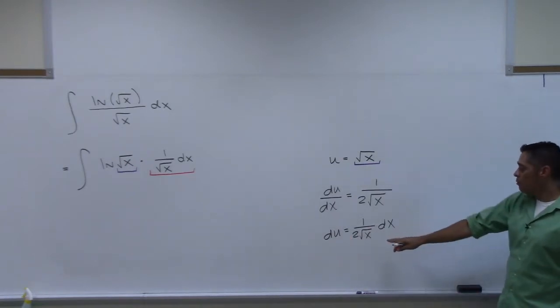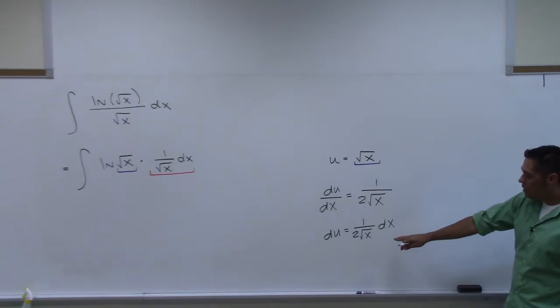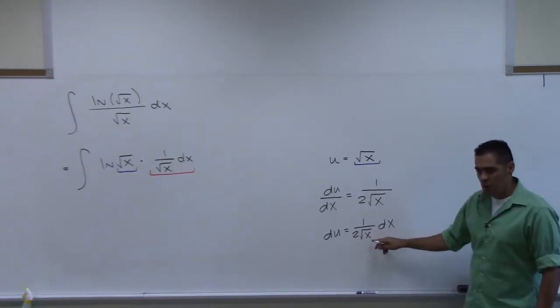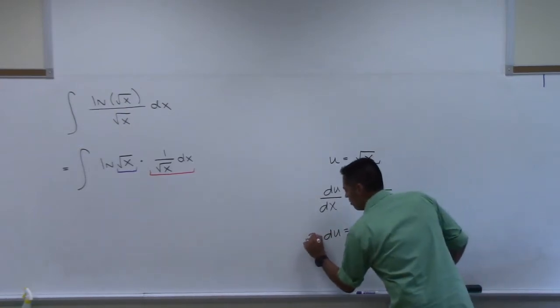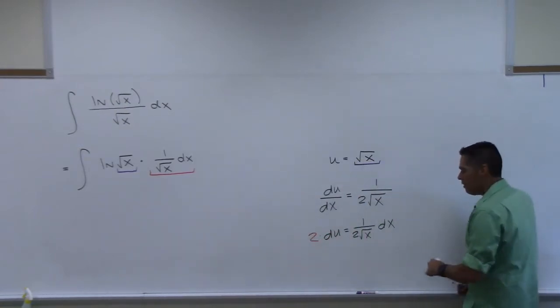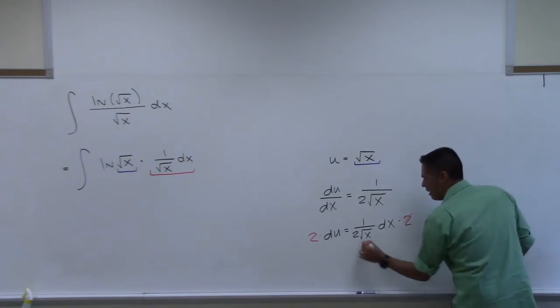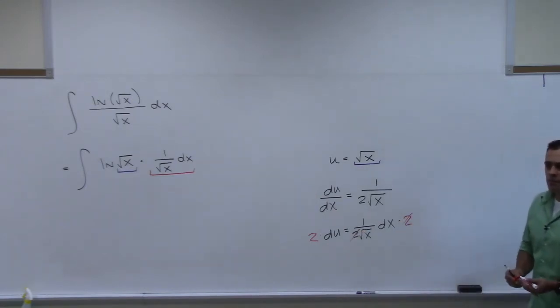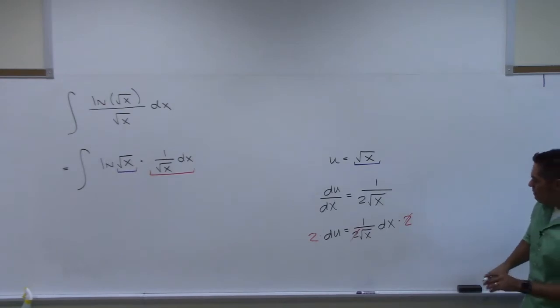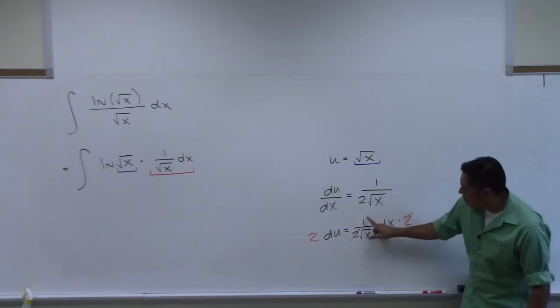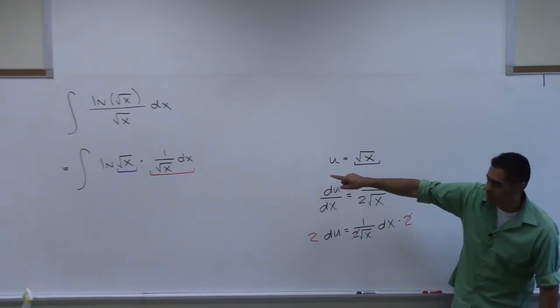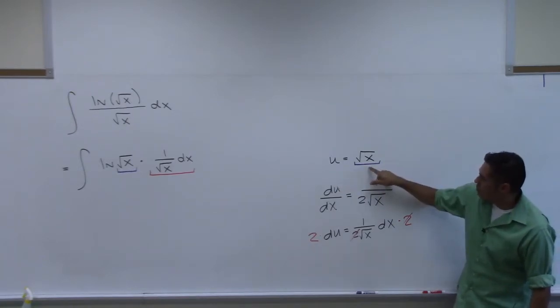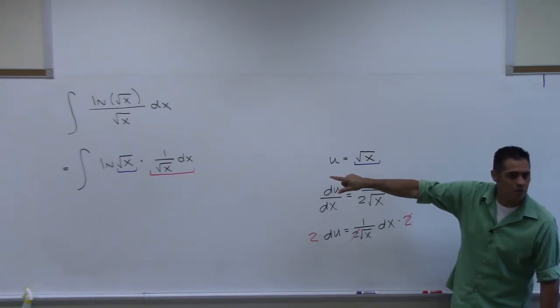What's the problem? What is throwing things off right now? The 2. How could I get rid of a 2 over here? Multiply both sides by 2. Right? So if I multiply this side by 2, I get 2 du. If I multiply this side by 2, they cancel. And so do you see now that this side of the equation is exactly what's in red there? Y'all see it? And this square root of x is going to go into the natural log.